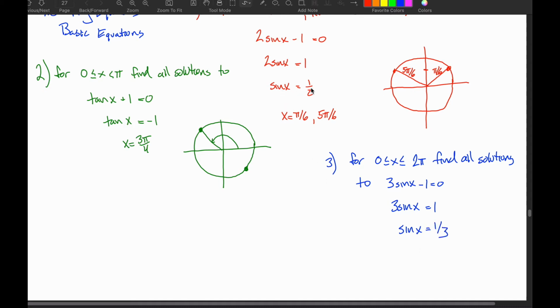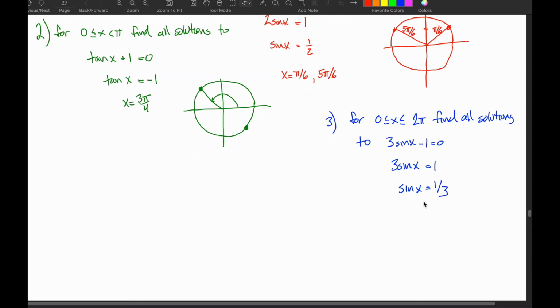Up here, I had the sine of x equals 1/2, and all I had to do was think about my unit circle and come up with the two angles that I have memorized that have a y-coordinate of 1/2. Those are pi over 6 and 5 pi over 6. Down here, I'm looking for points on my unit circle where the y value equals 1/3. That's a problem. I don't have memorized any values on my unit circle where the y-coordinate equals 1/3. Right, if 1/2 is right here, 1/3 is, I don't know, maybe down here.